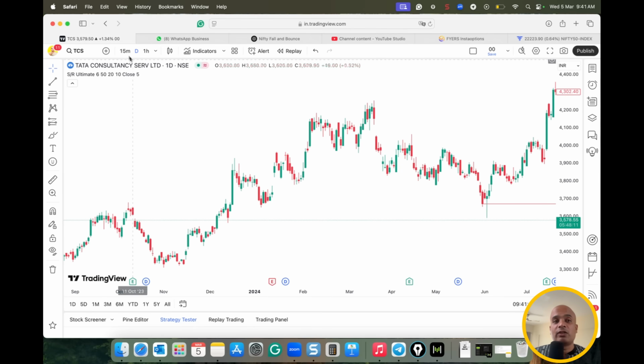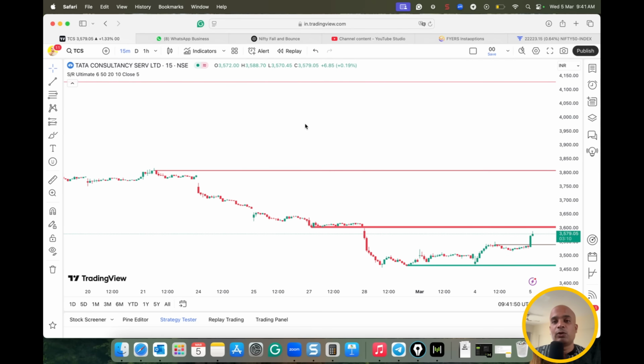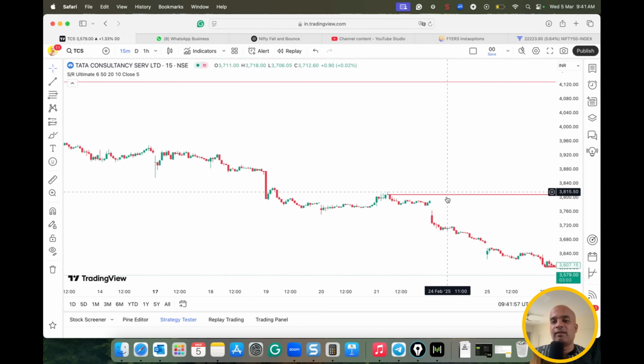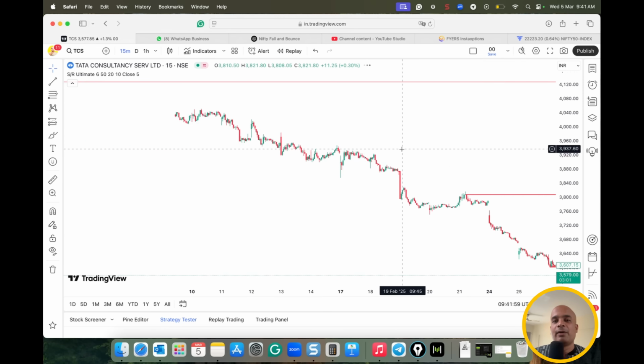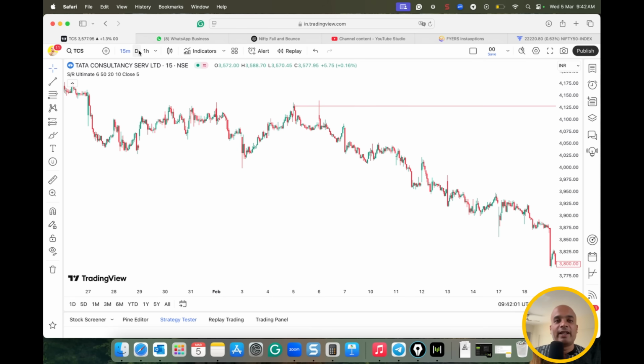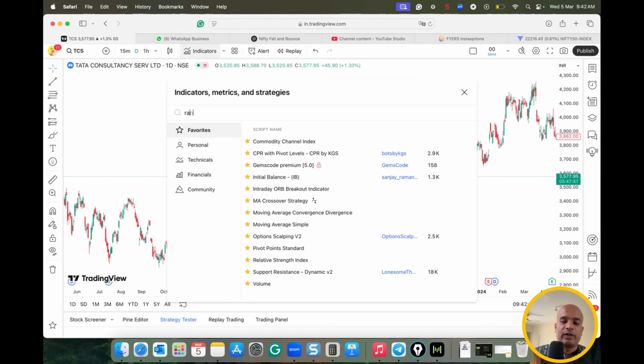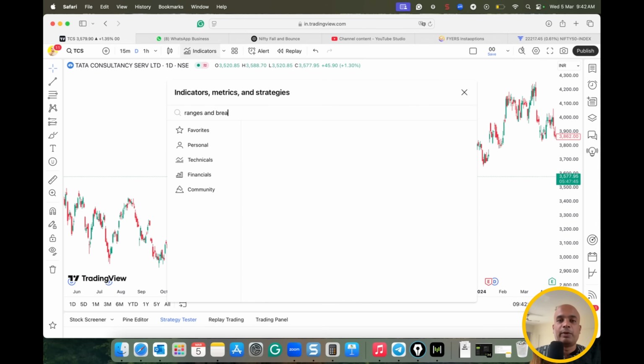It also works in lower time frames. If you go to a lower time frame, see, this is an important resistance level, and this is a thin resistance level. So you can use this indicator like this. That's all about the Support Resistance Ultimate indicator. The next thing is Ranges and Breakout. If I type Ranges and Breakout by Algo Alpha, this is another indicator.